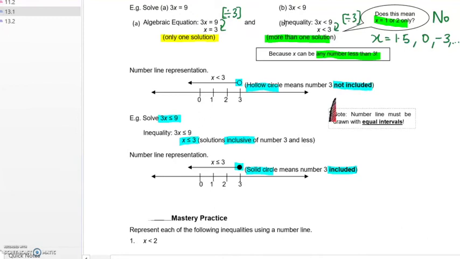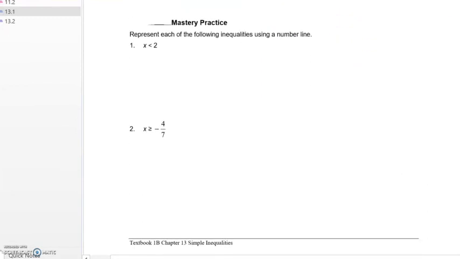Okay, so with these examples, go on and try the mastery practice. Make sure you use a ruler and a pencil to draw the number line, and be reminded to indicate equal spacing apart when you draw your integers. Okay, so press pause, and then try it out, and once you're ready, press play.